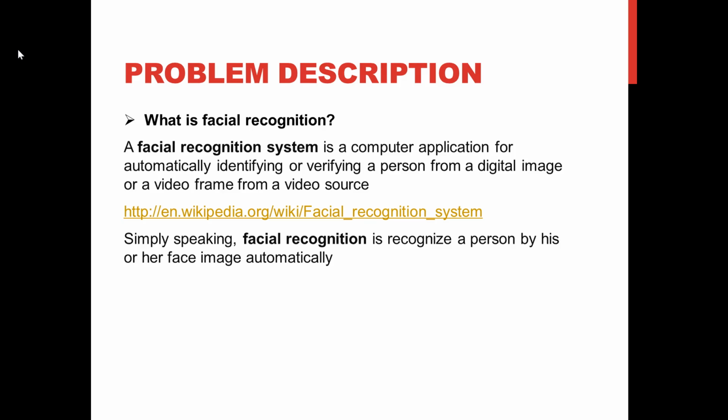What is facial recognition? Well, here I provide a Wikipedia description of the problem. Facial recognition system is a computer application for automatically identifying or verifying a person from a digital image or a video frame from a video source. This definition may be very long and hard to understand, because simply speaking, facial recognition is just to recognize a person by his or her face image automatically. This process is done by a computer automatically, not human beings.